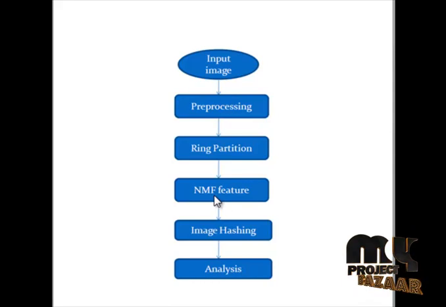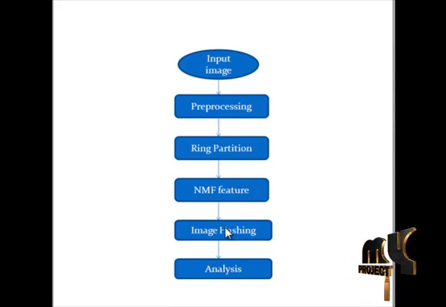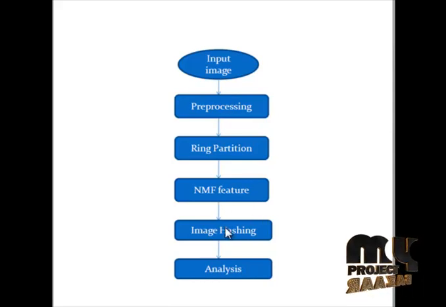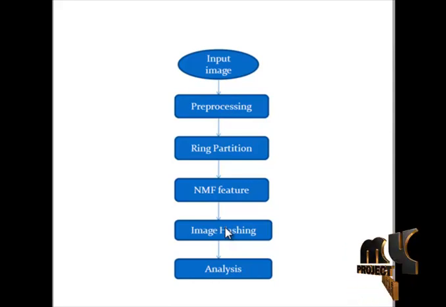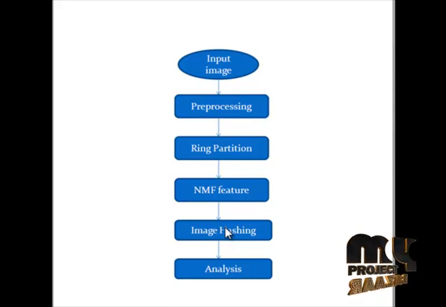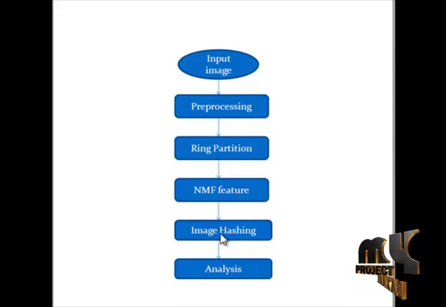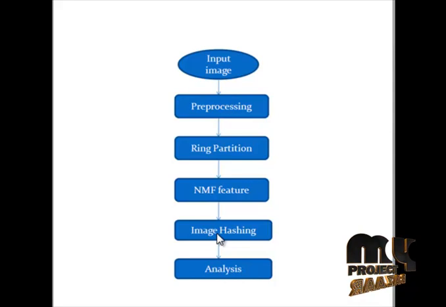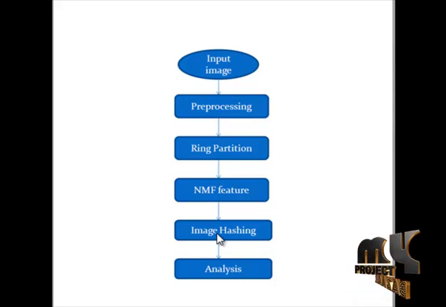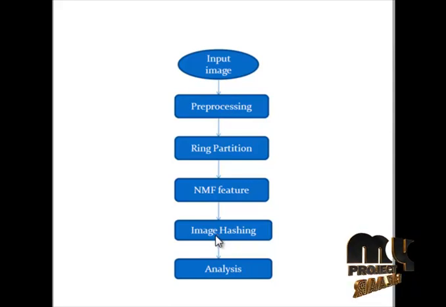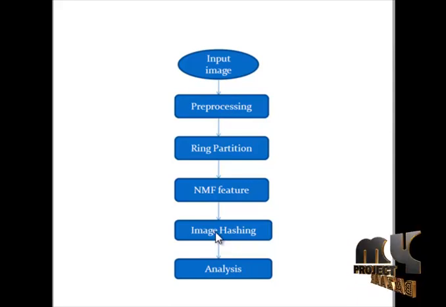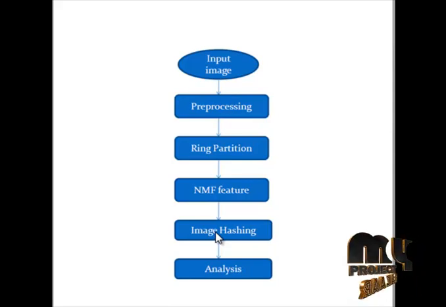So after identifying the NMF features, it will go to the image hashing. It is to project the data into a low-dimensional binary Hamming space. That is, each data is mapped to a bit vector called the hash key. So each hash function must satisfy the locality sensitive property. So after hashing, it will be identified whether it is similar to our original image or not.